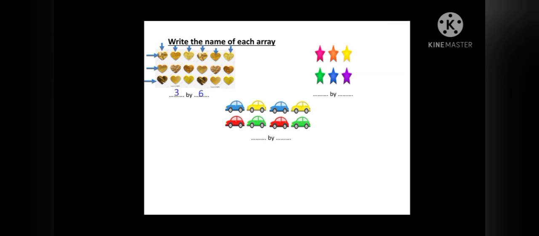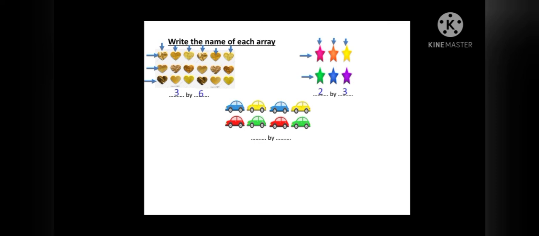The next one here, dot by dot. How do I make the name of each array? By using row and column. Count with me. How many rows? 1, 2. I have here 2 rows. And how many columns? Count with me. 1, 2, 3. I write 3. So the name of the array will be 2 by 3.